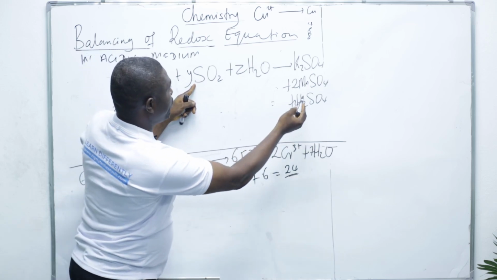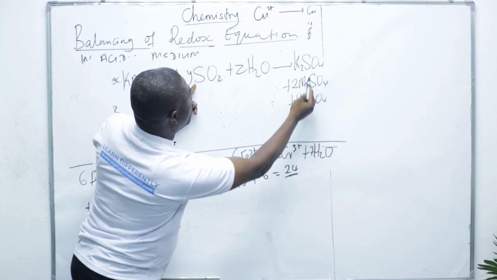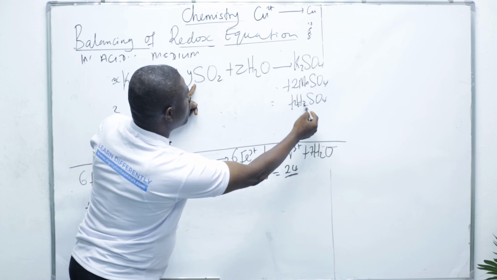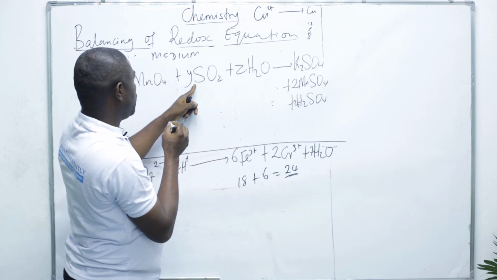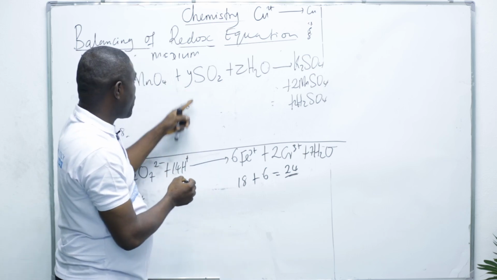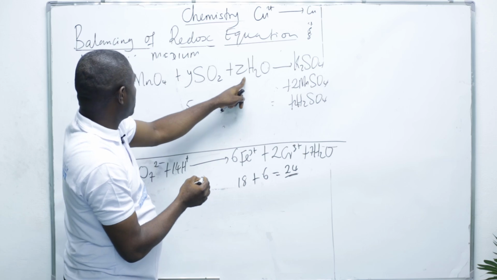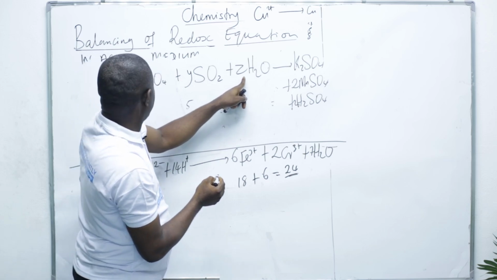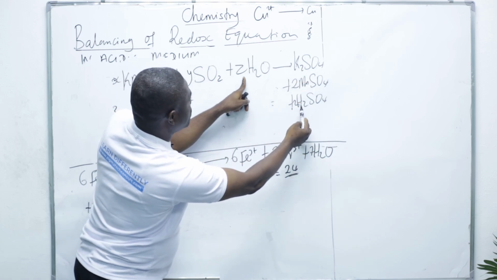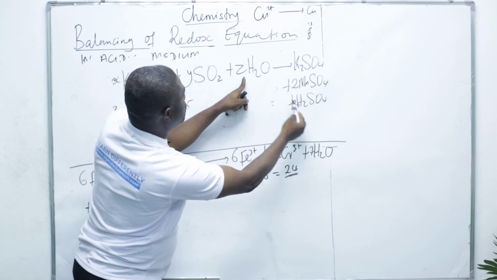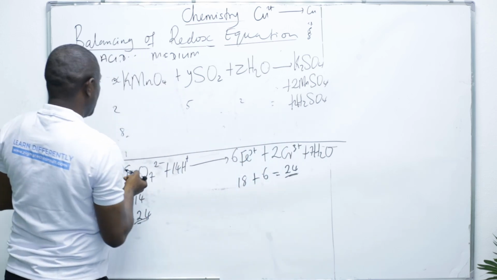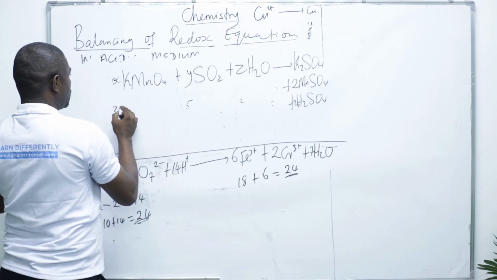So how many am I going to have here? How many sulfur do I have here? Watch. I have sulfur 1, 3 plus 2, which is 5. That means my y is going to be 5. If my y is 5, I will now come to this side. How many hydrogen do I have here? Just 2 hydrogen. So that means this is 2. Okay.